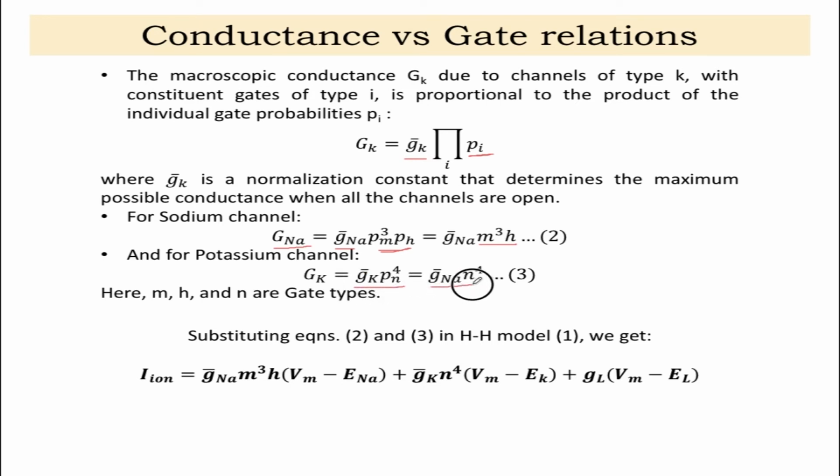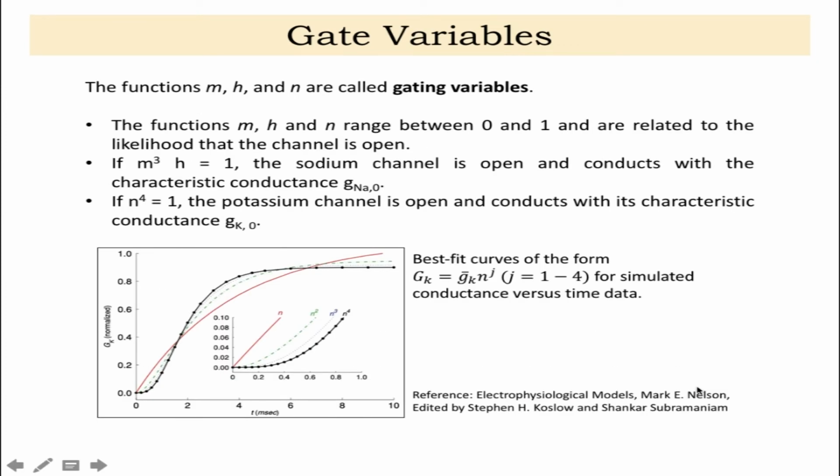We'll call it potassium GK. This should be GK n to the power 4. And these are different types. So now by putting these conductances into the ionic equation, I can write that the sodium part is GNa m cubed h times Vm minus ENa. Then I can write the potassium part as GK n to the power 4 times Vm minus EK, and then the leakage part, that is GL times Vm minus EL. So that is how the conductances are related to the gate relations.